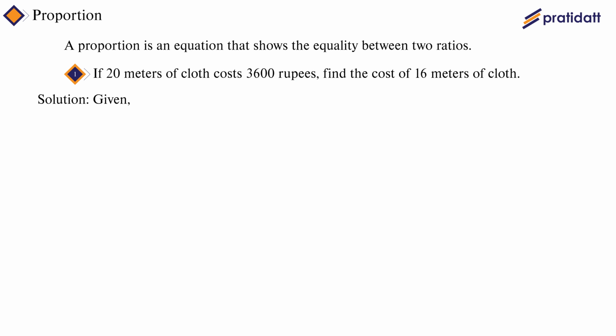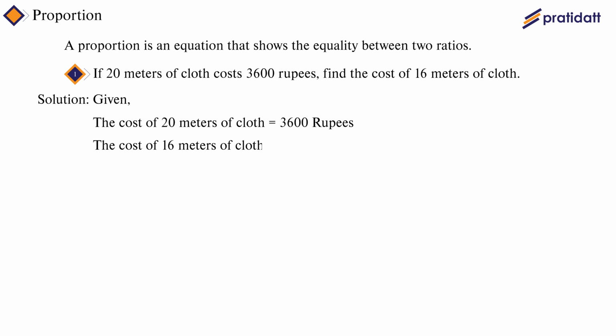Solution. Given: write the information that is given. The cost of 20 meters of cloth is equal to 3,600 rupees. And the objective of our example is that the cost of 16 meters of cloth, which is our variable of interest, is unknown. That is variable x. Now the cost of 20 meters of cloth is 3,600 rupees. We will find the cost of 1 meter of cloth. To find the cost of 1 meter of cloth, divide 3,600 by 20. We will get 180 as the cost of 1 meter of cloth.